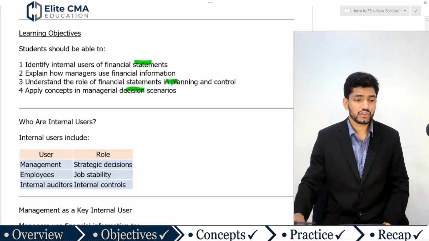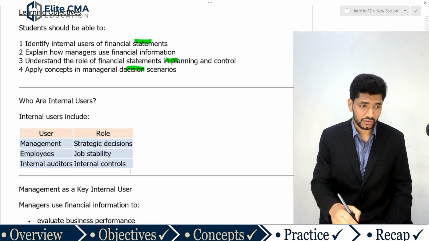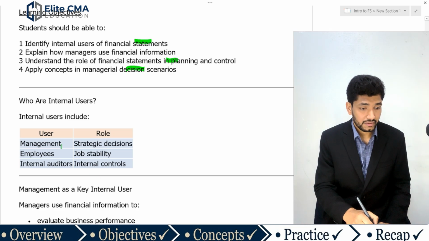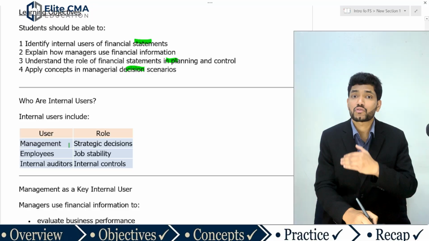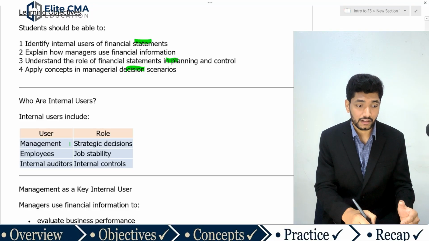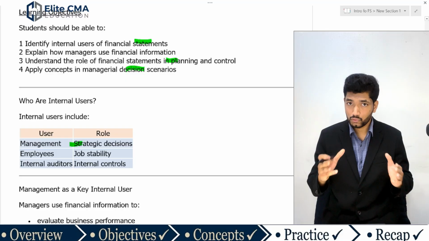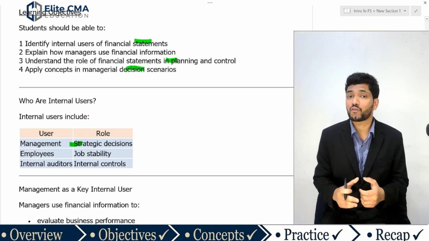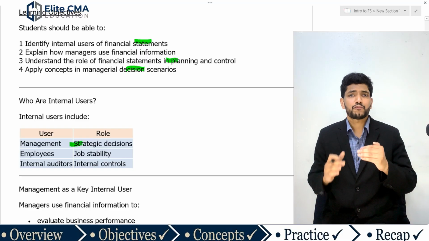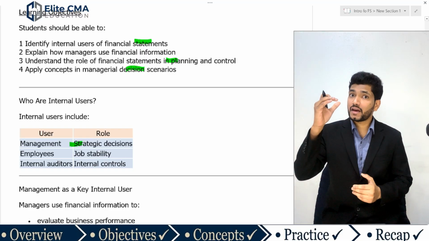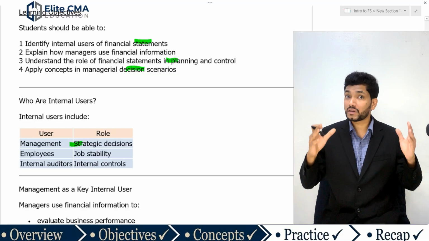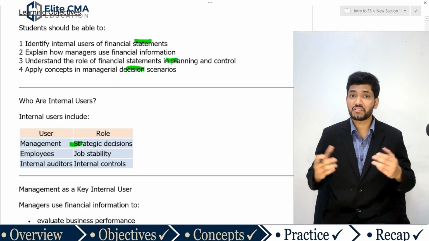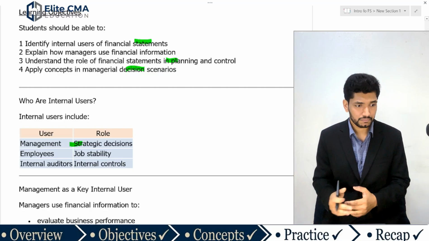So we are just going to understand who the internal users are. The first internal user is the management. Their role is strategic decision making. The management who manage the business have to make various strategic and operational decisions. So the financial statement provides them an understanding or some insight to make these decisions, which can help them develop and improve the business process.